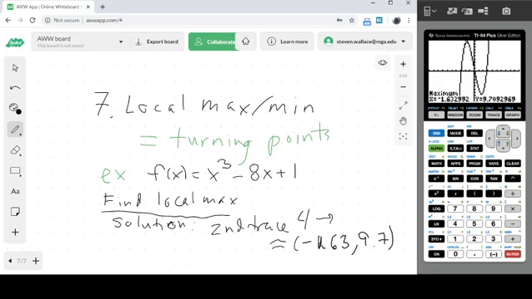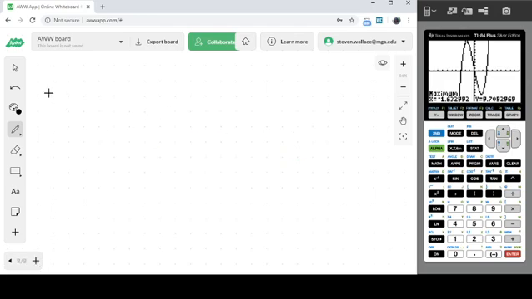Now, the actual local max is the y value. Okay, but on MyMathLab, it might ask for the local max or local min as a point on the graph, and then you would give both coordinates for the turning point. Okay, so that's it for local max. You can practice that some more.